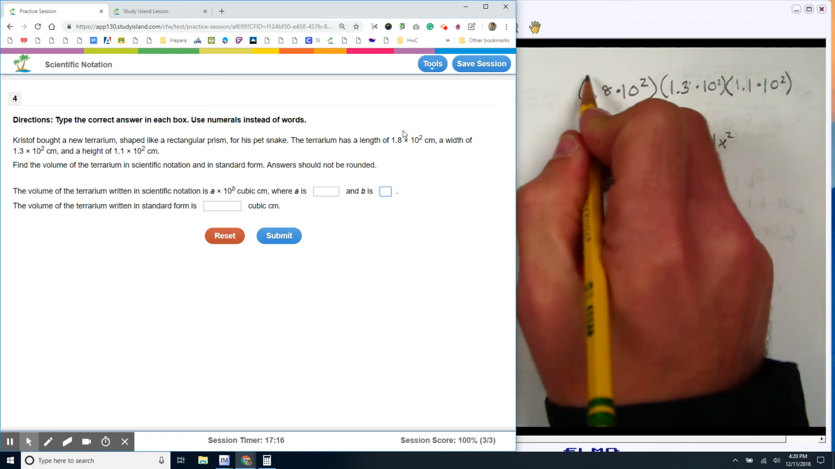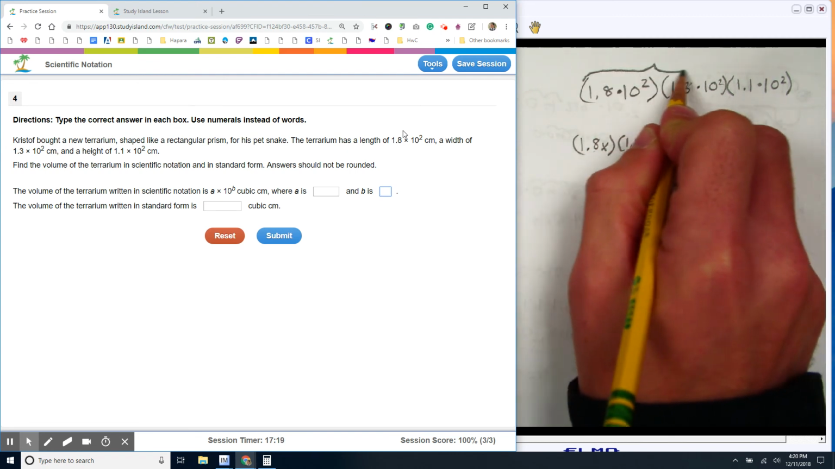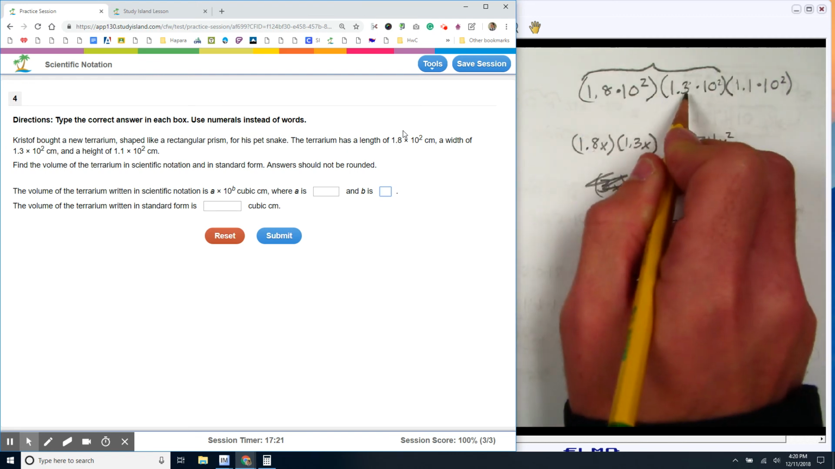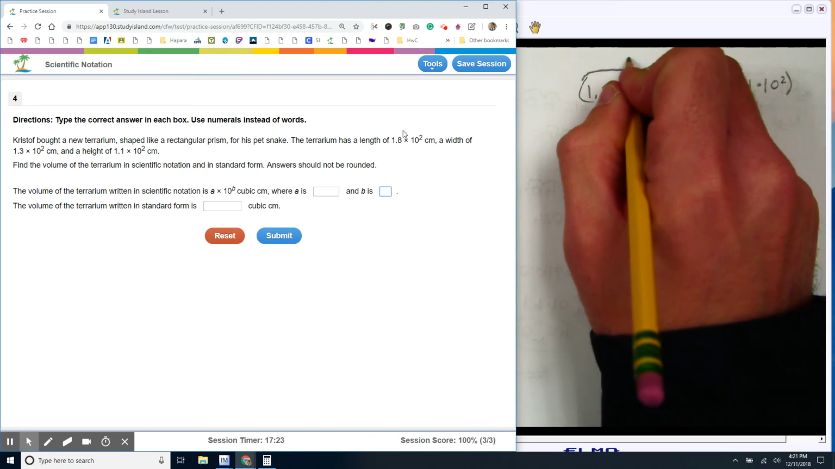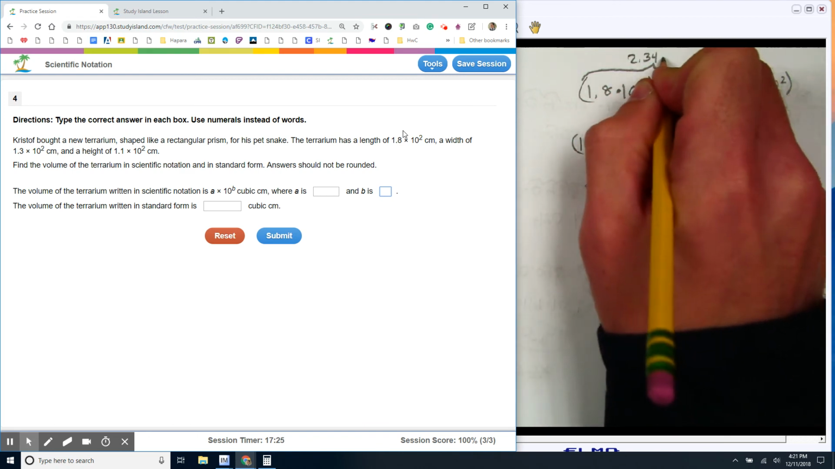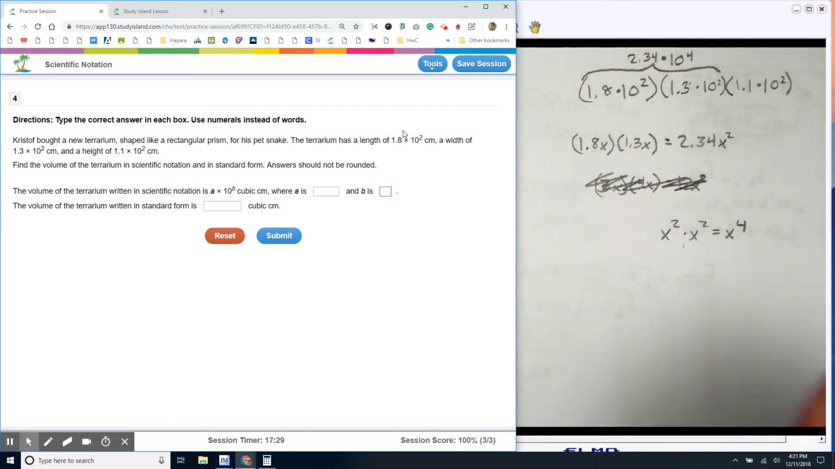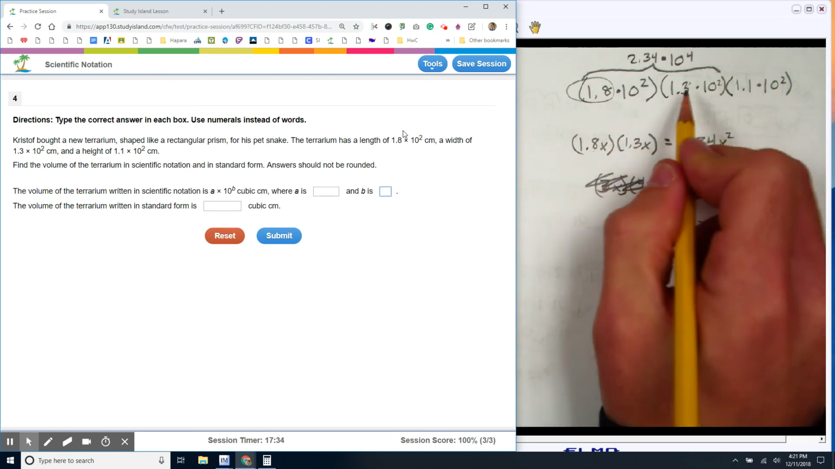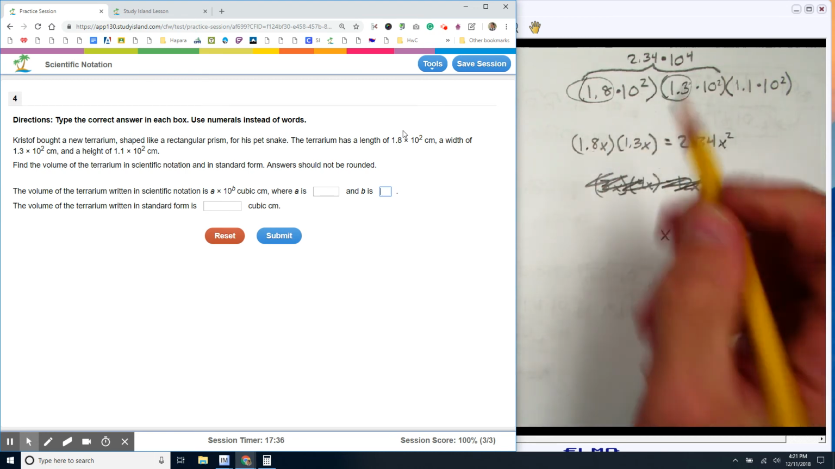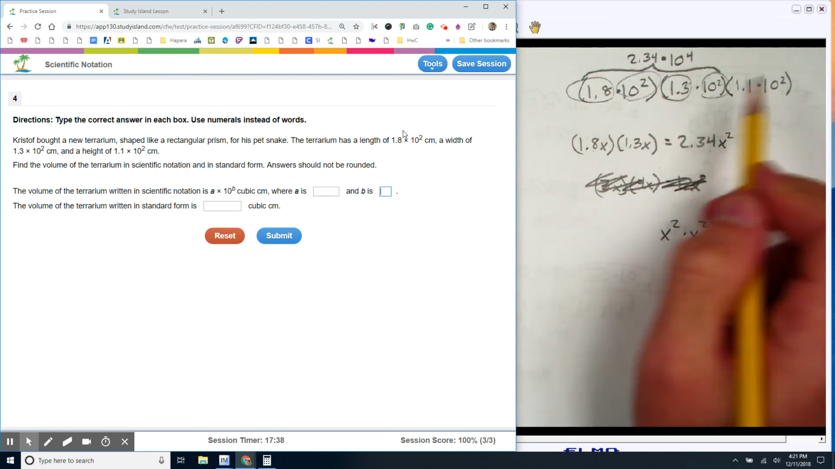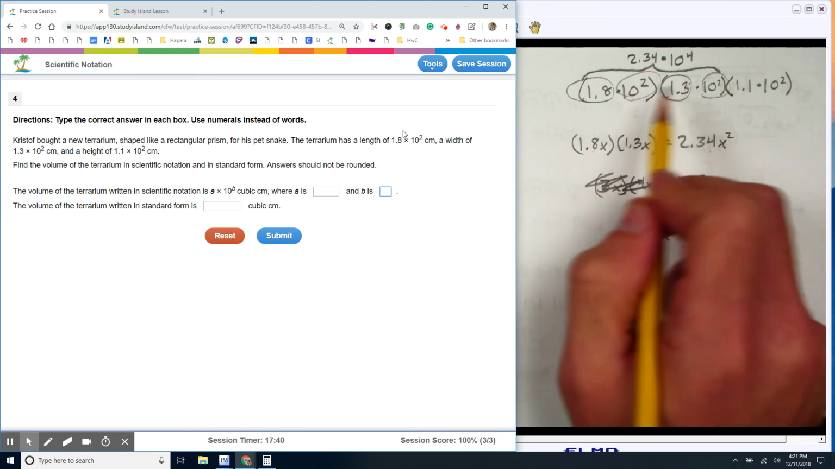So just these two multiplied together, the first two, all we have to do is 1.8 times 1.3, which is 2.34. And then we have times 10 squared times 10 squared, which is 10 to the 4th. All right, so if you're multiplying scientific notation, all you have to do is multiply the first two numbers, which are kind of like coefficients, and then you multiply your bases, which means you keep the base and you add the exponents.